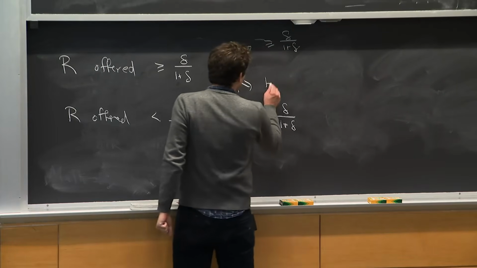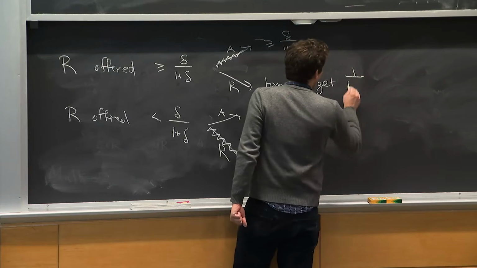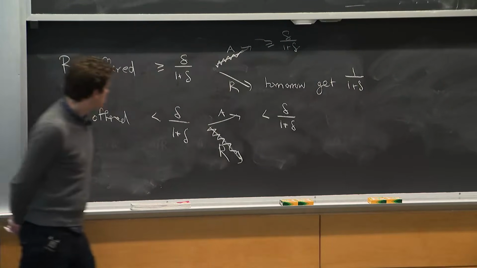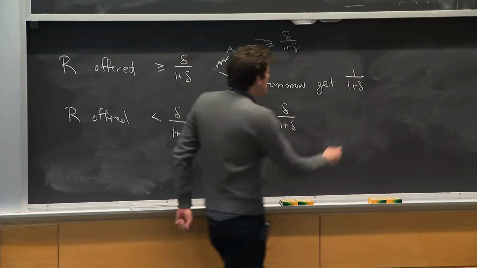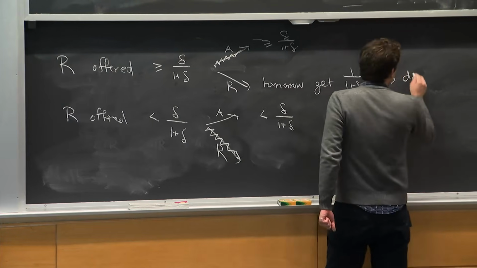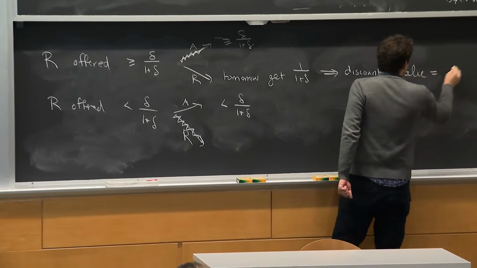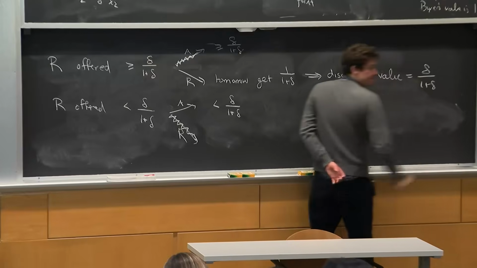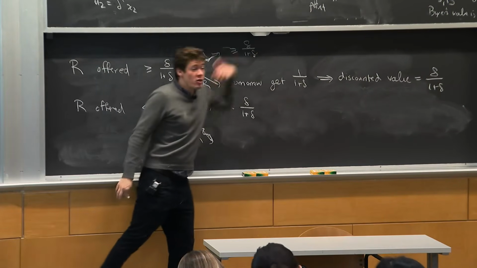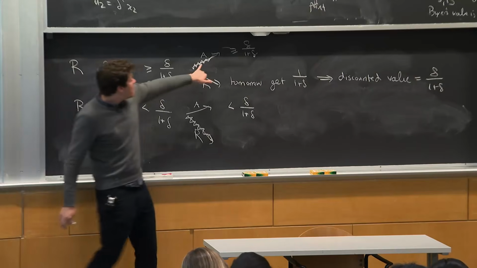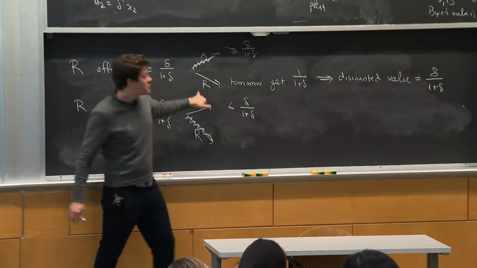So then tomorrow, I'm going to get 1 over 1 plus delta as the proposer. But that's going to be the discounted value of that, which equals delta over 1 plus delta. So 1 over 1 plus delta tomorrow is only worth delta times that to me today. But if I accept, I'm doing weakly better than that. So this deviation is not profitable. So we're good.